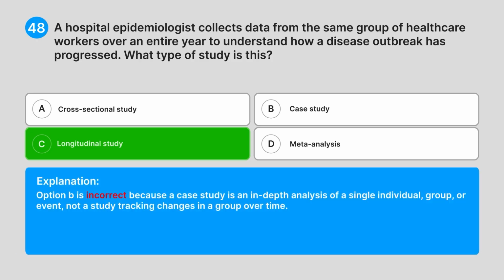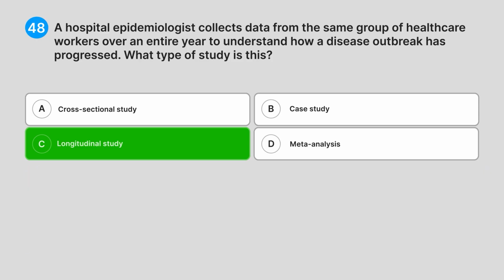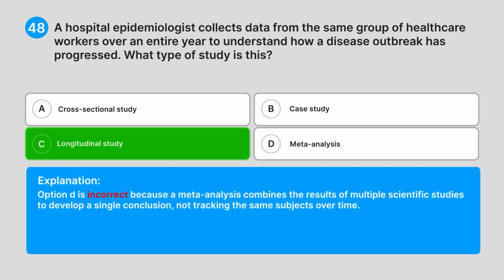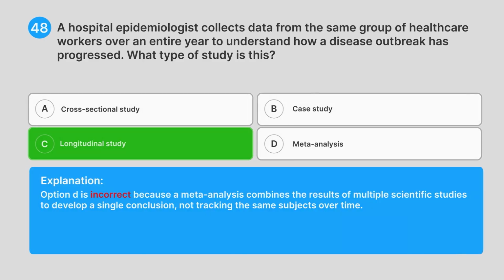Option B is incorrect because a case study is an in-depth analysis of a single individual, group, or event, not a study tracking changes in a group over time. Option D is incorrect because a meta-analysis combines the results of multiple scientific studies to develop a single conclusion, not tracking the same subjects over time. This is about understanding research designs that follow subjects over time to detect changes.